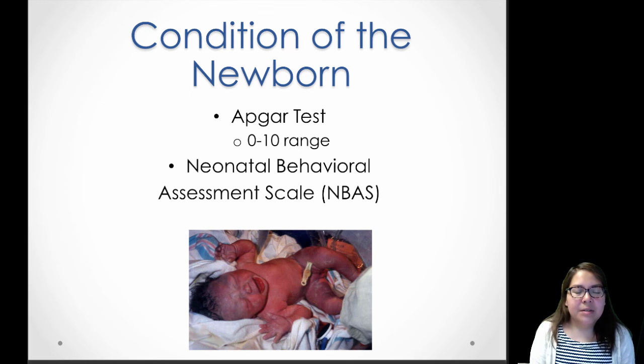Newborns are also assessed using the Neonatal Behavioral Assessment Scale, which is a test that assesses the newborn's neurological responsiveness to environmental stimuli. So each newborn has 20 inborn reflexes, such as reaction to comforting and other social stimuli that are assessed by this particular assessment scale.